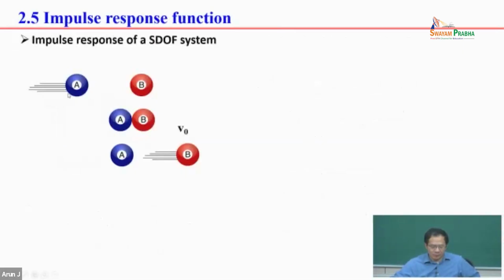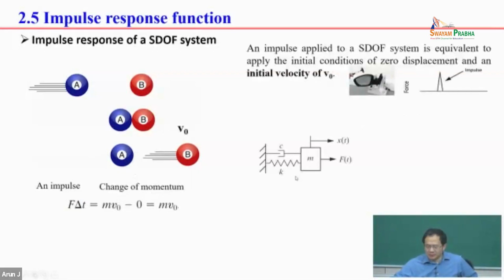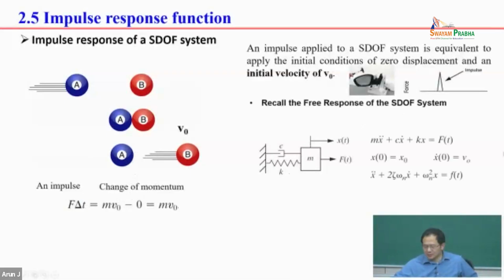Like when you play pool, this ball hits that ball, this ball stops, and that ball continues moving. This is a change of momentum. The impulse times the duration gives the momentum change, and this momentum change gives new velocity to the second ball. Similarly, this can be used for a vibration system. You give the impulse, and after you give the impulse, the momentum changes. That means you have a velocity jump. So just imagine it that way.